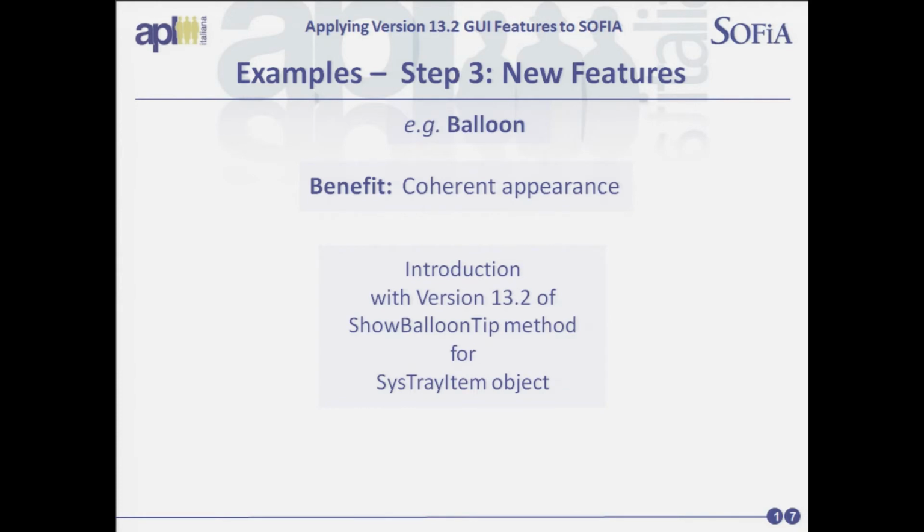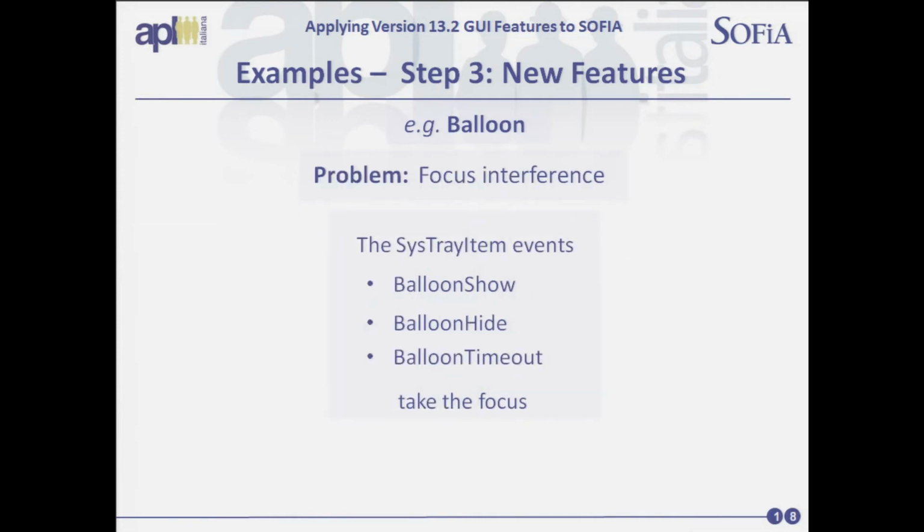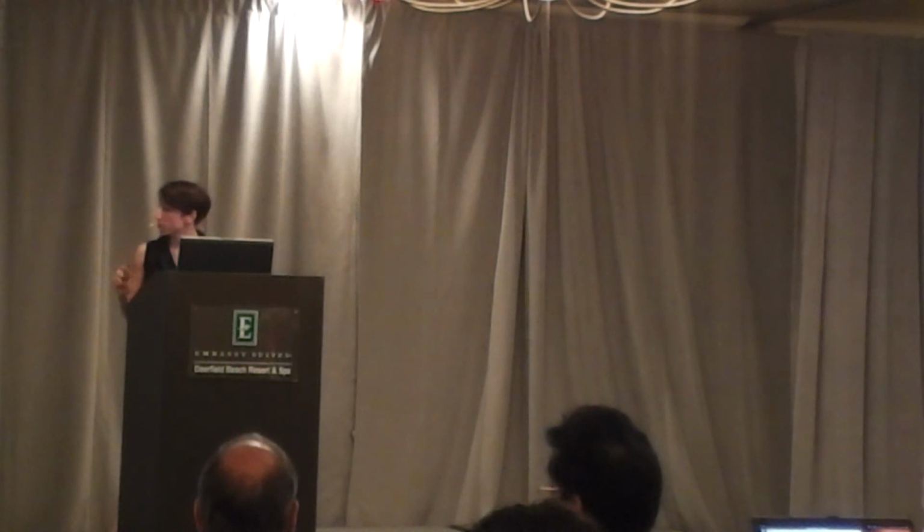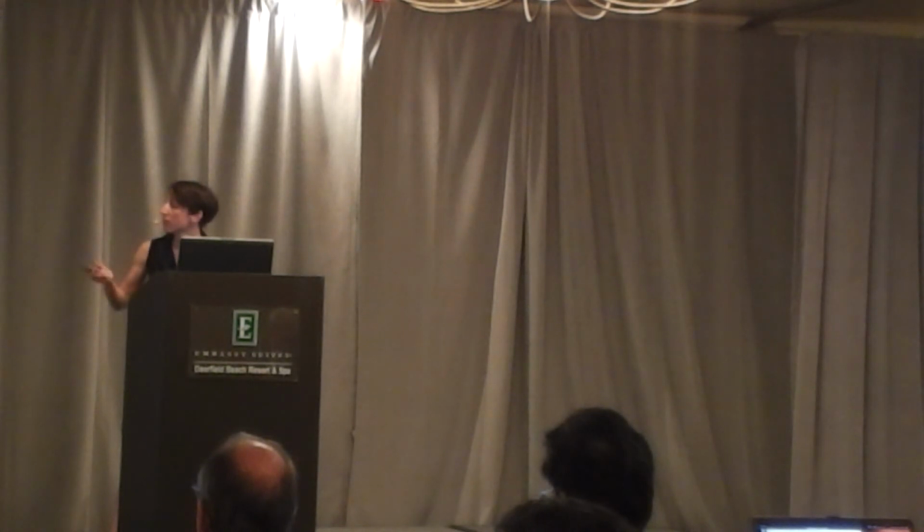And the main problem in this step was a problem of focus interference. In fact, we discovered that the SysTrayItem events, balloon show, balloon hide, and balloon timeout, take the focus. That means that just defining one event among them, even if the related callback function is empty and does nothing at all, the balloon takes the focus when shown, interrupting, for example, a possible input. And this is particularly bothering if you're writing something and then the balloon pops up. And so for this reason, we couldn't use these standard events, but we had to find a way to manage the balloon by hand.